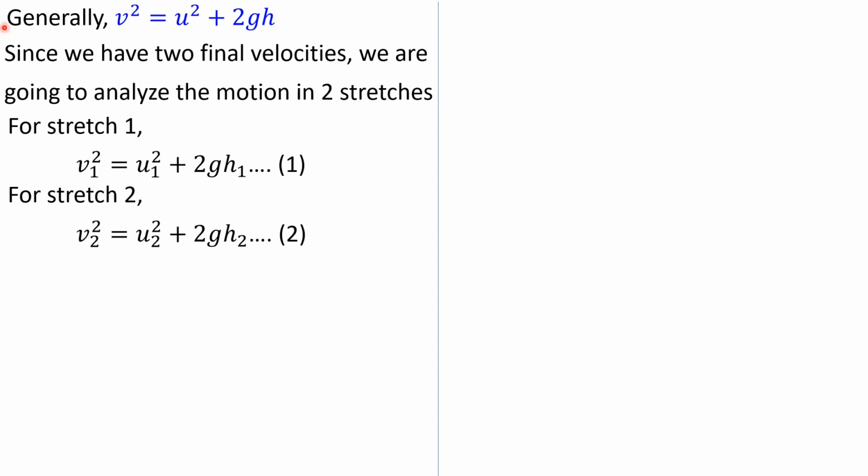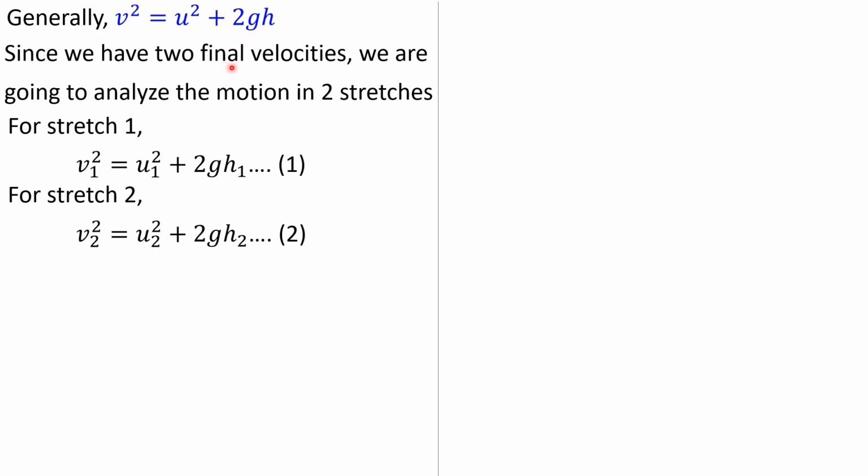So now, in an effort to go through the solutions of our problem, it's important for you to know that generally for rectilinear motion, v squared is equal to u squared plus 2gh, where v squared is the final velocity of the particle, u squared the initial velocity of the particle, g is the acceleration due to gravity, and h the height through which the particle is falling.